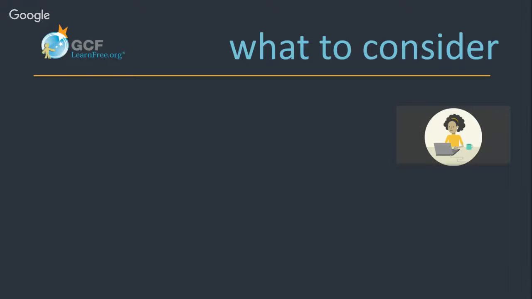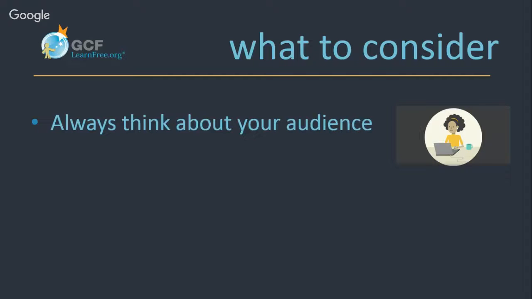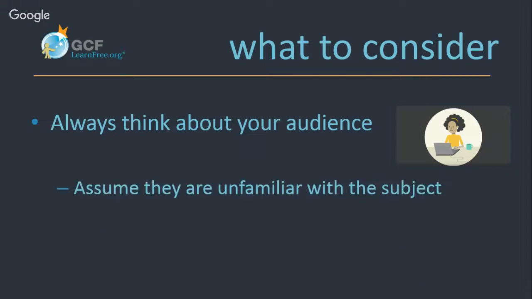And then lastly, I've got some things to consider. I've got six of them that we put our heads together to think about. The first consideration that I would say would be to always think about your audience. Assume that they know nothing about the subject. That's what we do all the time. We just assume that this is their first time with this information.